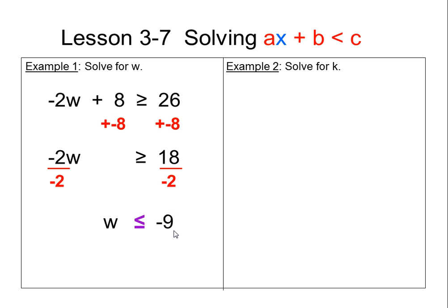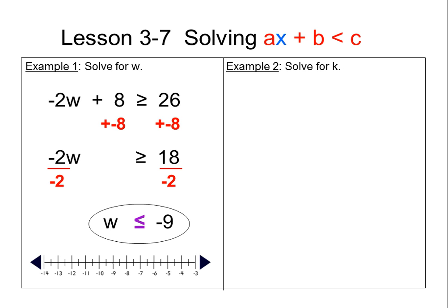What that means is that we can pick any number we want that is less than or equal to negative 9, plug it in here, and when we do that, this value, whatever that may be, is always going to be greater than or equal to 26, no matter what we pick, as long as that value is less than or equal to negative 9.